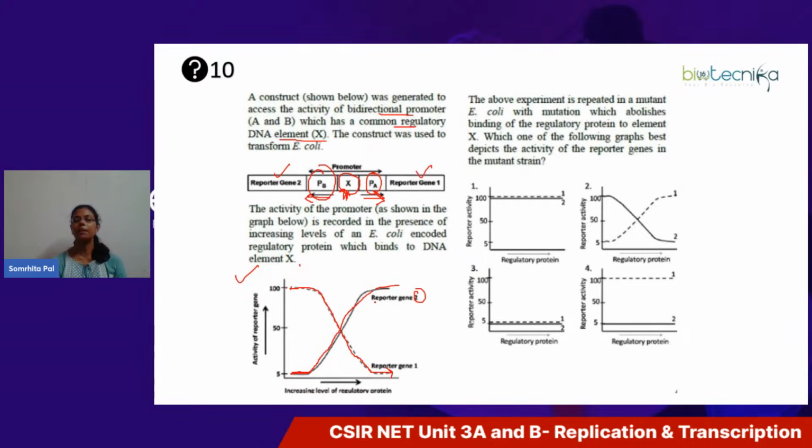So one promoter is upregulating the activity of one gene, the other promoter is down regulating the activity of the other gene, right? So when you are taking a mutant E. coli with a mutation which abolishes the binding of the regulatory protein to element X, that means X cannot bind. Then what kind of expression will you get to see?